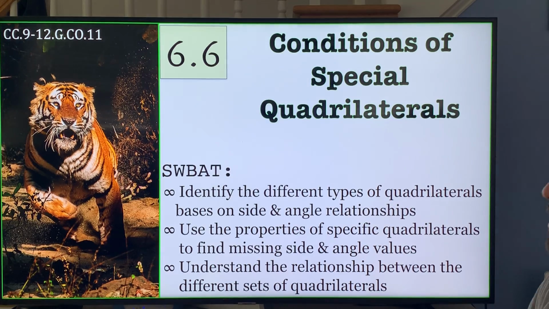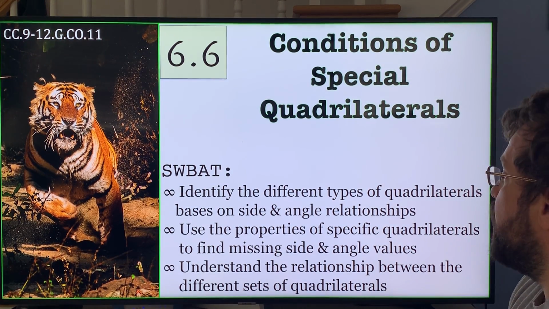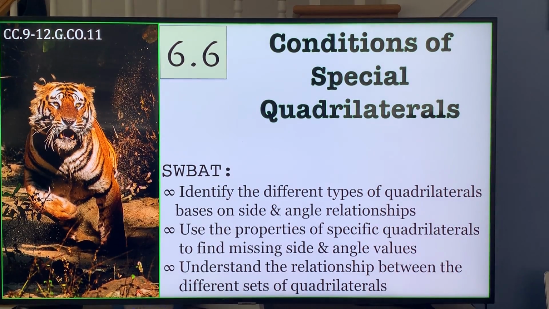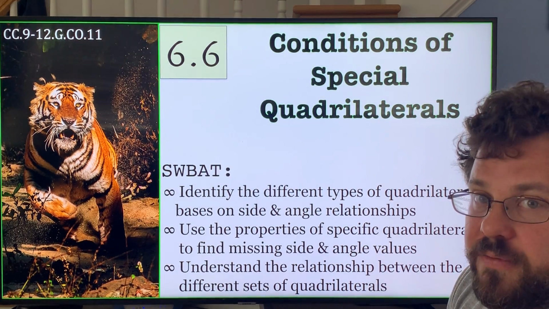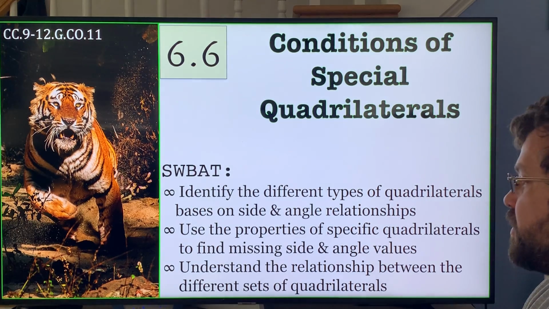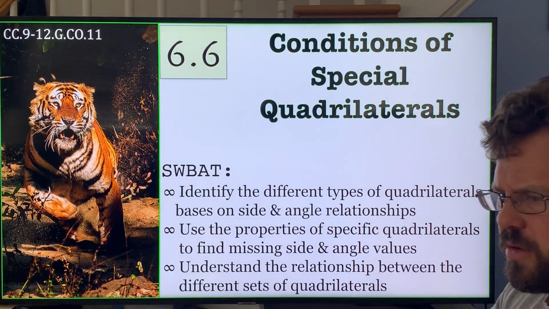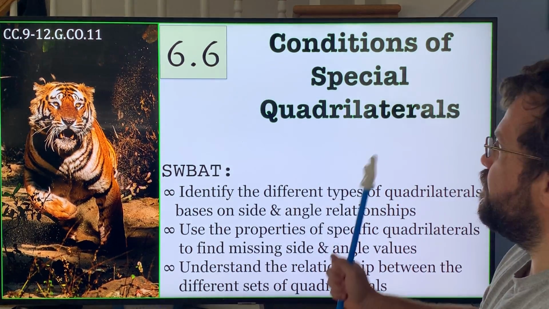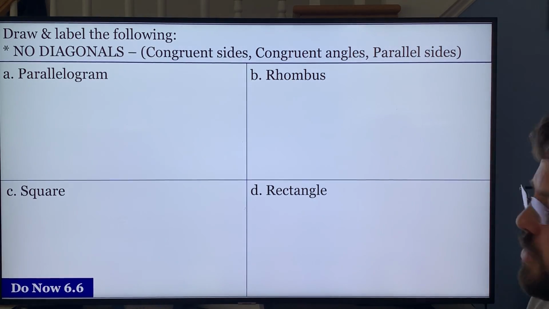So, at the end of this lesson, you, the students, will be able to identify the different types of quadrilaterals based on the side and angle relationships, use the properties of specific quadrilaterals to find the missing side and angle values, and understand the relationships between the different sets of quadrilaterals. So, it seems like a lot to go over, but it really isn't that bad. Ready? Here we go. Start with your do now, 6.6.